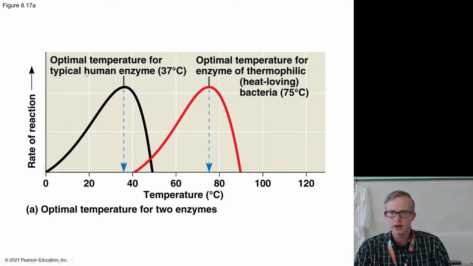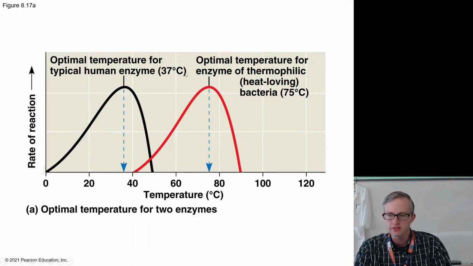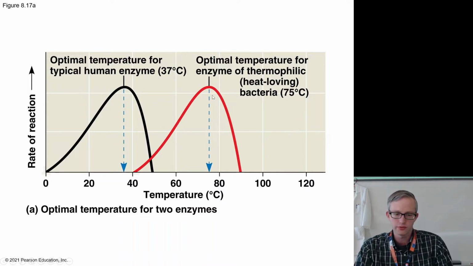So here, the optimal temperature for a typical human enzyme is right around 37 Celsius, which is about body temperature. Meanwhile, if you are a thermophilic, heat-loving bacteria in the nearby volcano system, you're going to have a much higher temperature, and therefore the same enzyme or similar enzyme within that organism may be optimized for a much more extreme temperature.